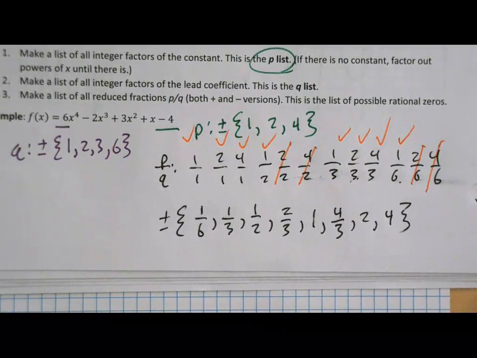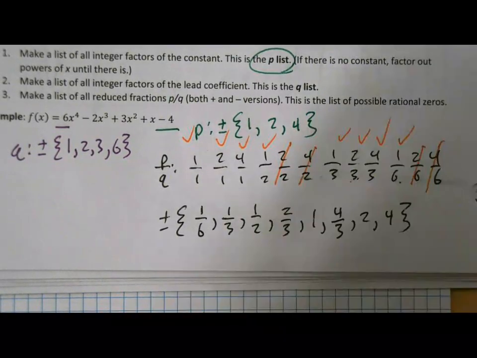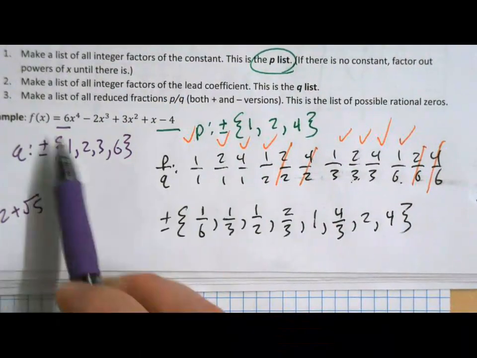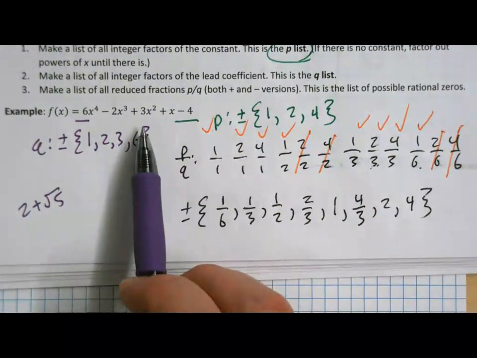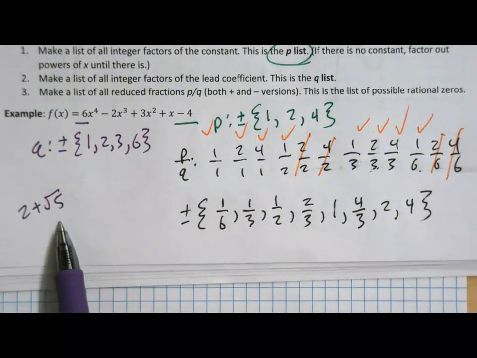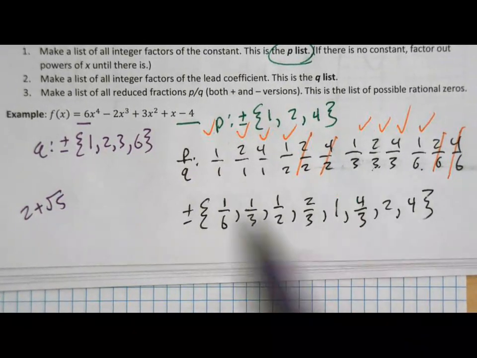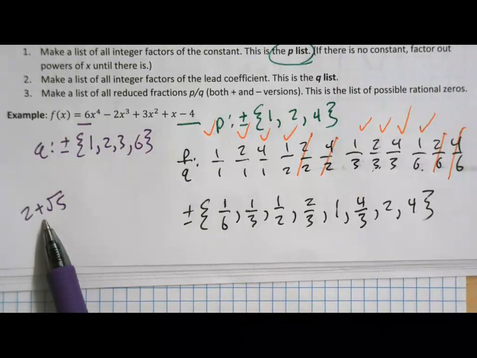All right. So again, if I asked you the question, is 2 plus root 5 a 0 of this polynomial? My answer right now is I don't know if this is or not, because this list doesn't help me. I would need to actually divide this and see if it worked.